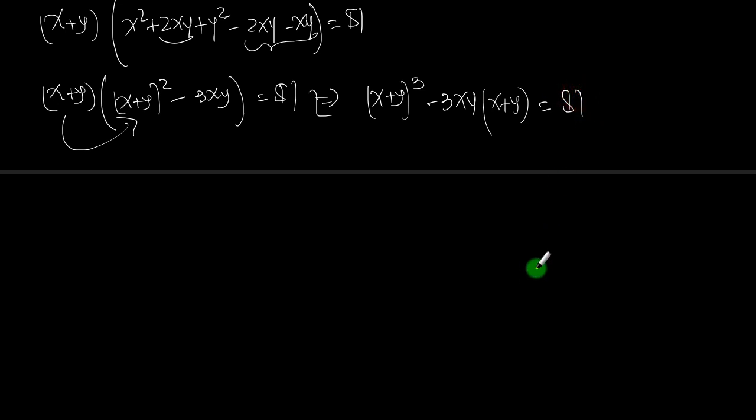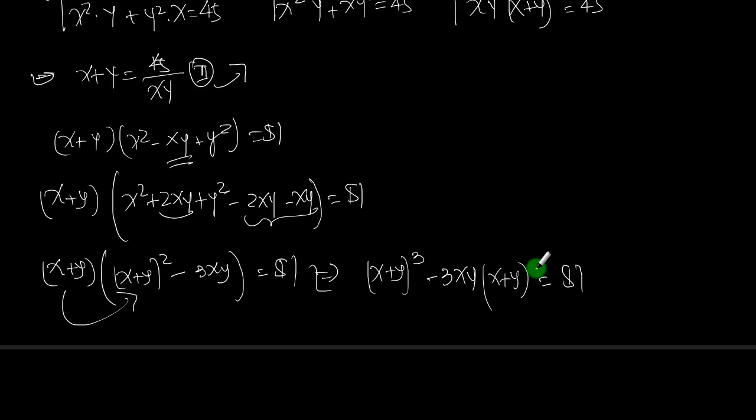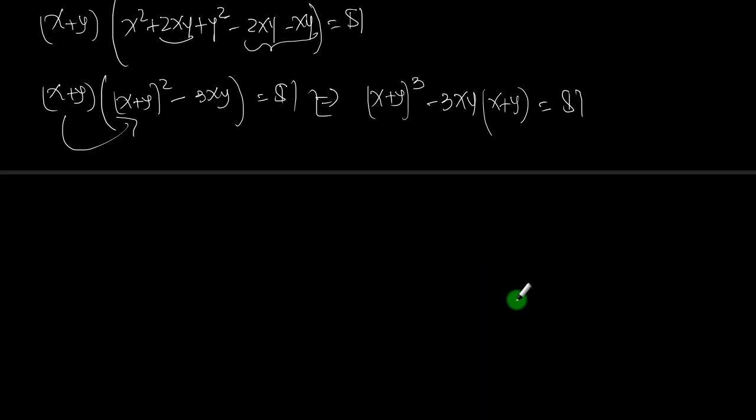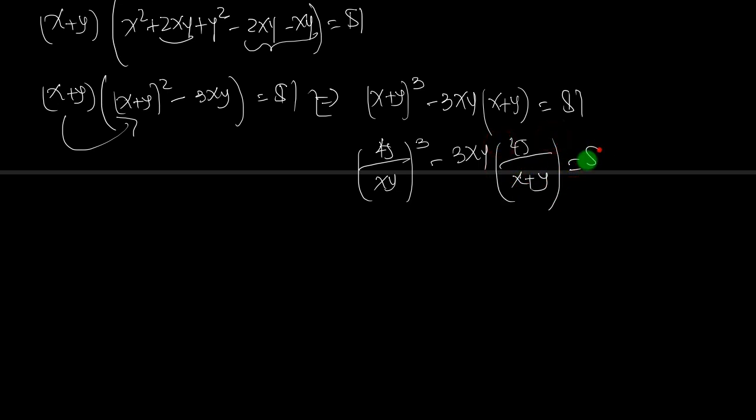So guys, now remember that we had this thing, right? This is what we have to substitute. So x plus y is equal to 45 divided by xy. So now we're going to replace it here. We're going to have 45 divided by xy to the power of 3 minus 3xy, which multiplies 45 divided by xy, and this is equal to 81.